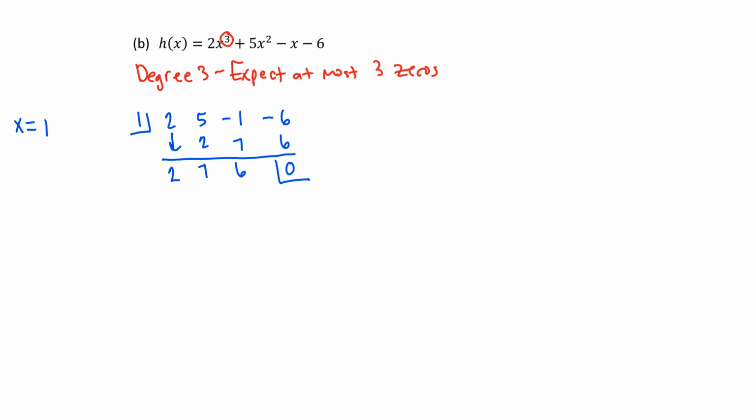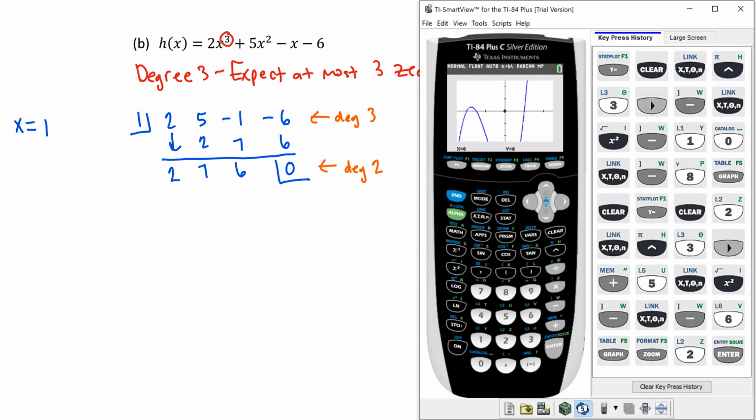Now remember, we started out with a degree 3 polynomial. So after one round of synthetic division, this result represents a degree 2 polynomial. It represents 2x squared plus 7x plus 6. If I wanted to, I could write that polynomial and factor it in the traditional way. Or we could simply continue this synthetic division process with another hypothesis from the calculator.